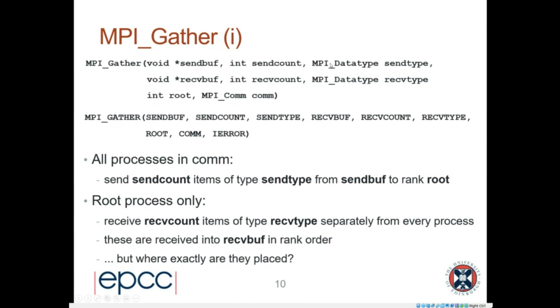You have a send buff, a send count, and a send type, a receive buff, a receive count, a receive type, and a root. So the root, all processes in COM send count items of type send type from send buff to root, and the root process only receives receive count items of type receive type separately from each process. These are received into receive buff in rank order.